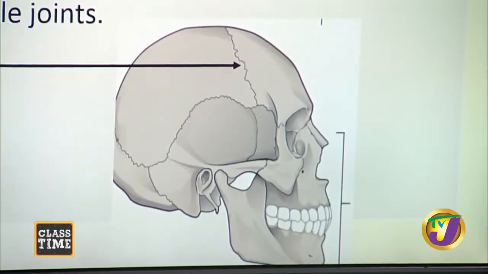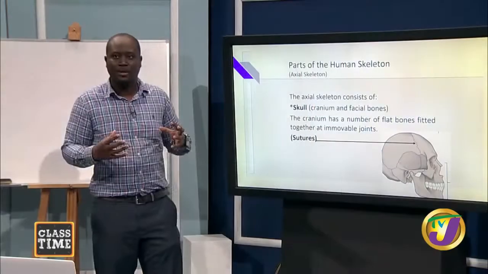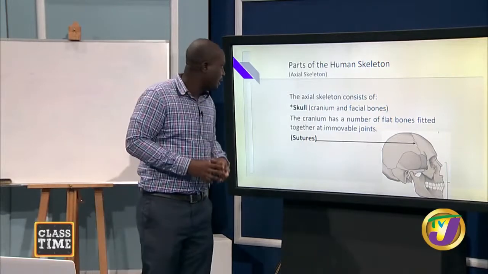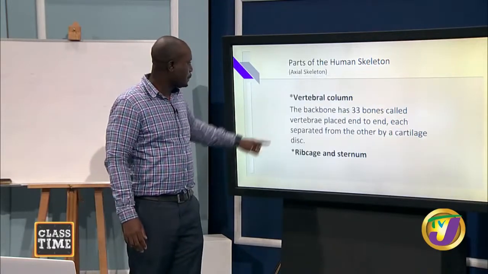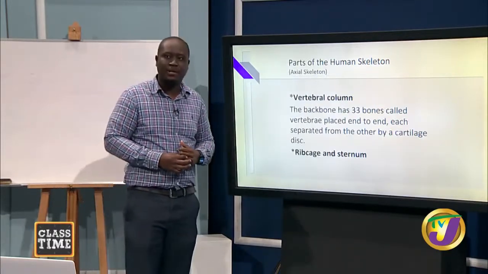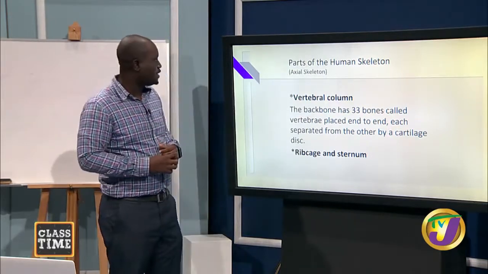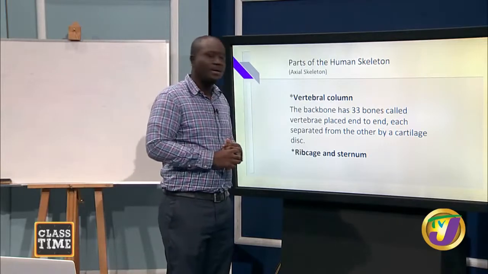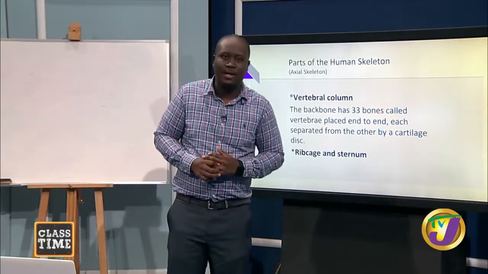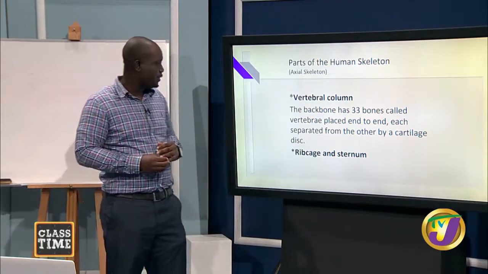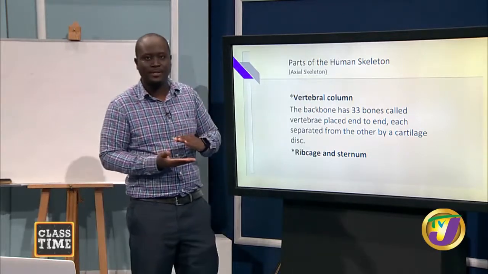So that's the cranium, and a part of the function of the human skeleton is to protect your brain. So that's the skull. Then you have the vertebral column, which is your backbone, and it's made up of 33 bones in your human vertebral column. And each of these vertebrae is separated by a disc of cartilage.